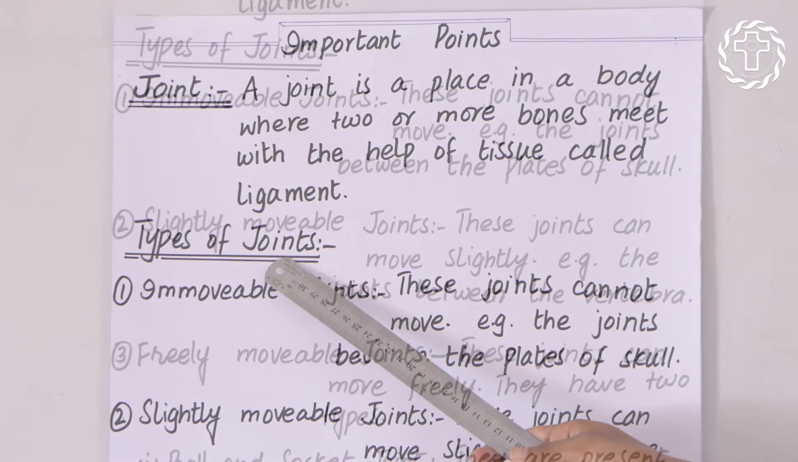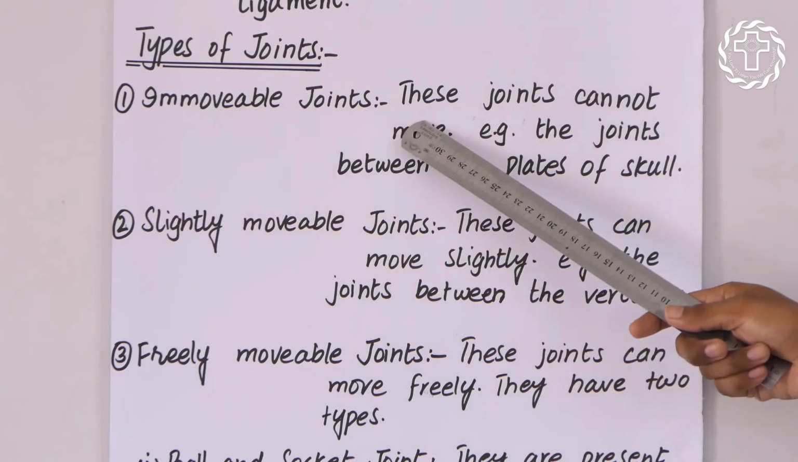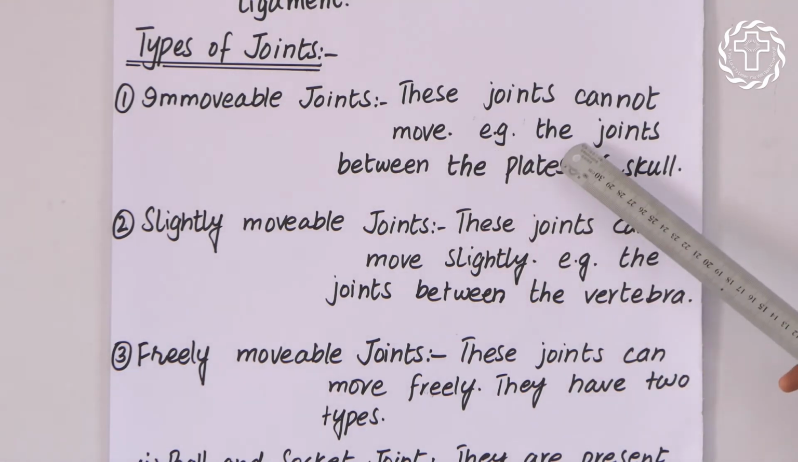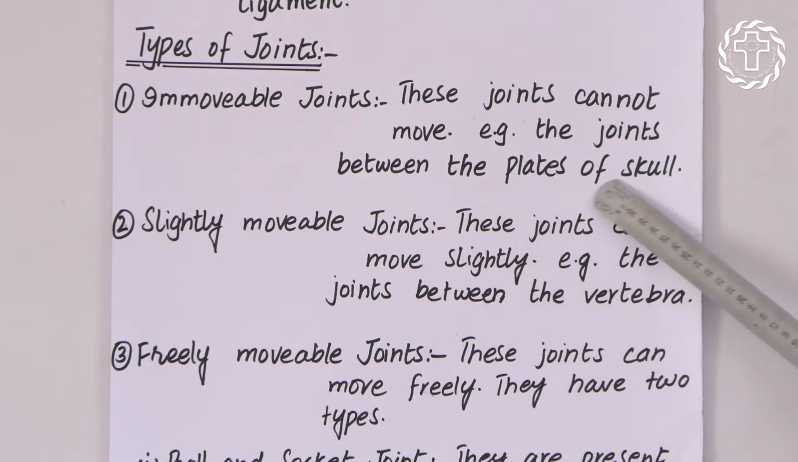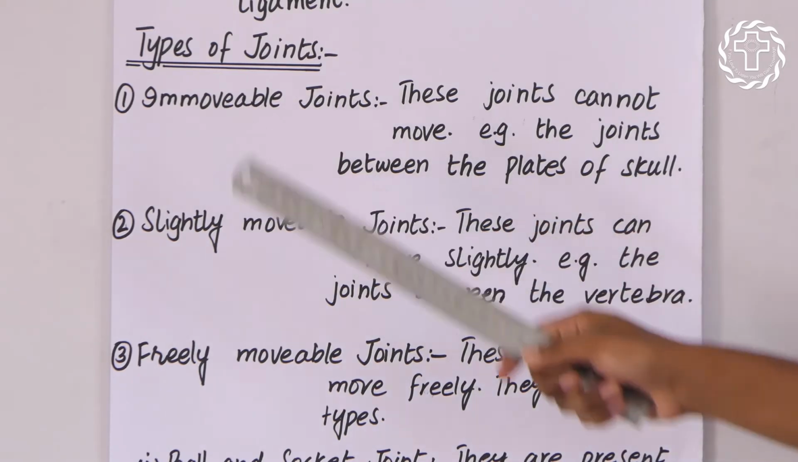Types of joint. The first one is immovable joint. These joints cannot move. For example, the joints between the plates of skull. जो joints skull के दरमियान होते हैं वो move नहीं कर सकते and उनको immovable joints कहते हैं.